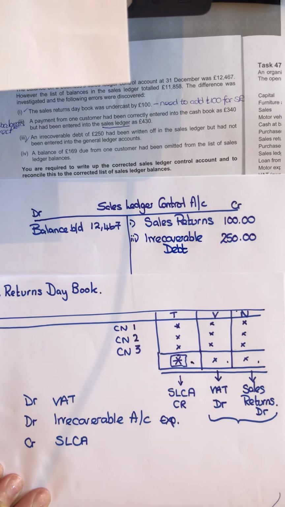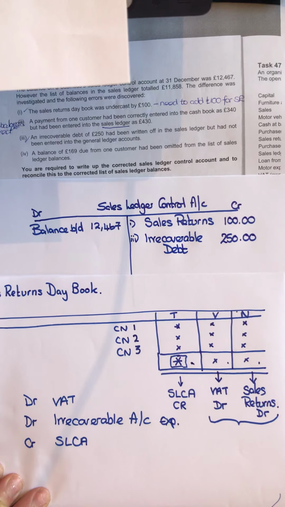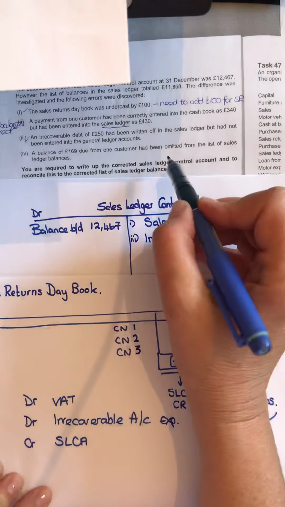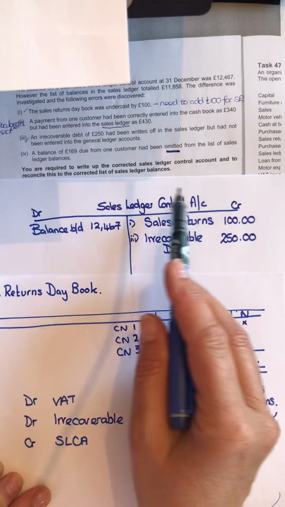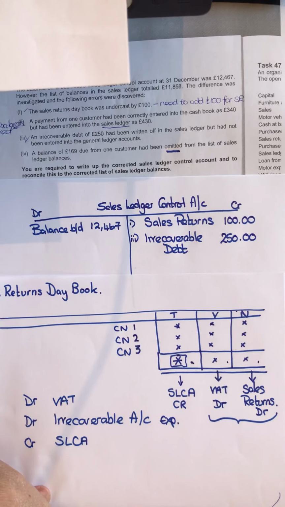Okay. Bullet point 4 says a balance of £169 due from one customer had been omitted from the list of sales ledger balances. And the word omitted means left out of. So they'd left it out of the sales ledger. It means they'd left it out of an individual customer's account. It doesn't say anything about the general ledger being wrong or the double entry being wrong, so nothing needs altering in the sales ledger control account. So the sales ledger control account has now been updated for the points in the bullets that are relevant.